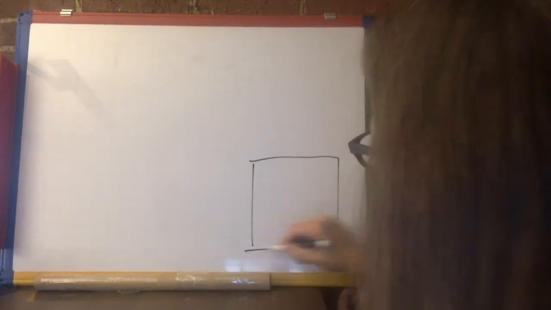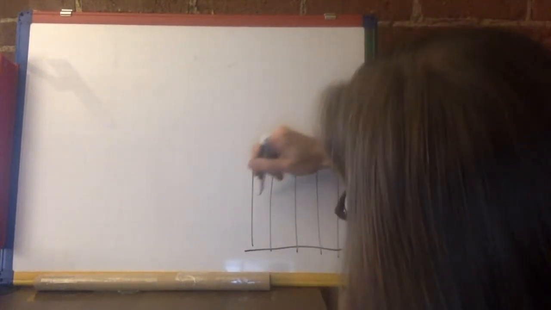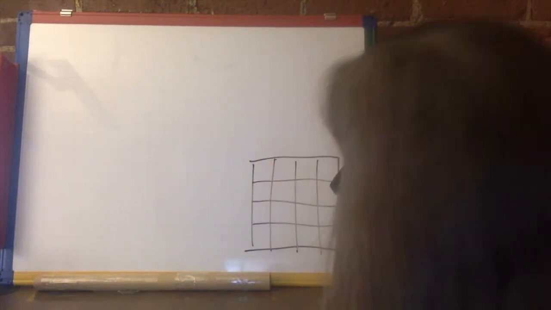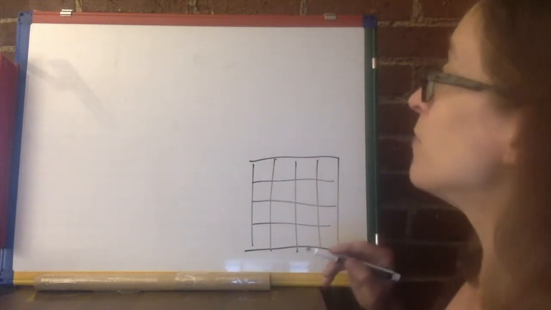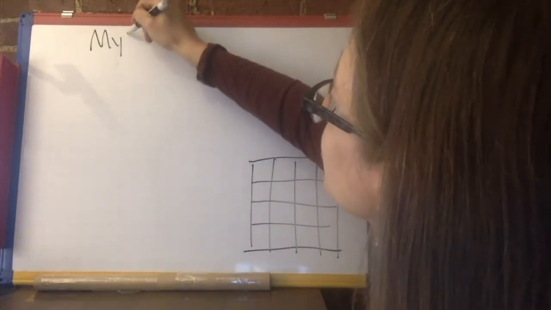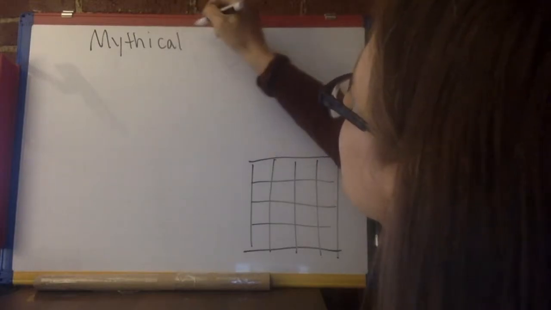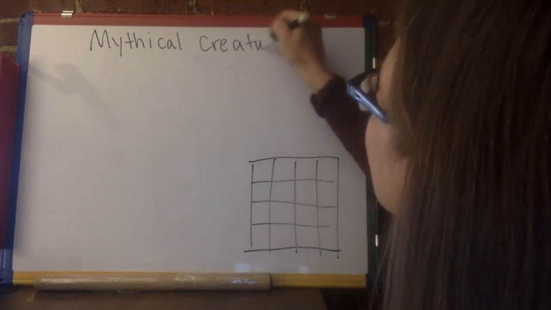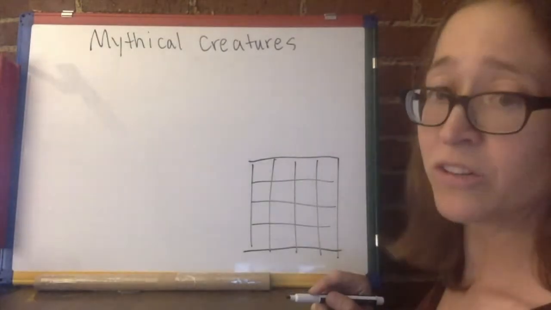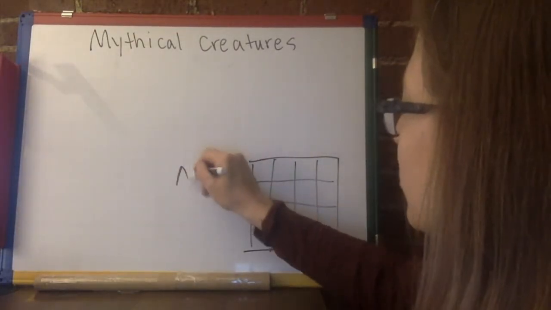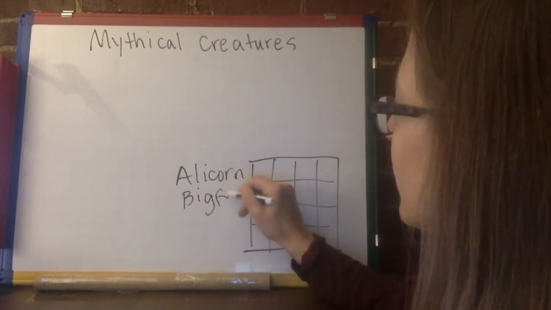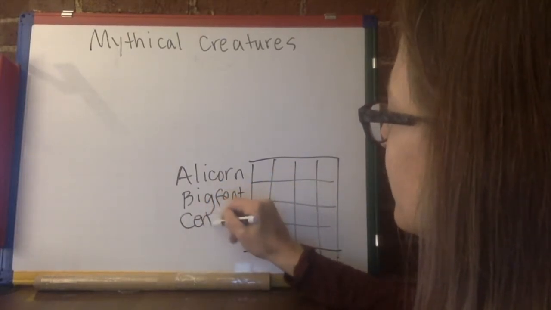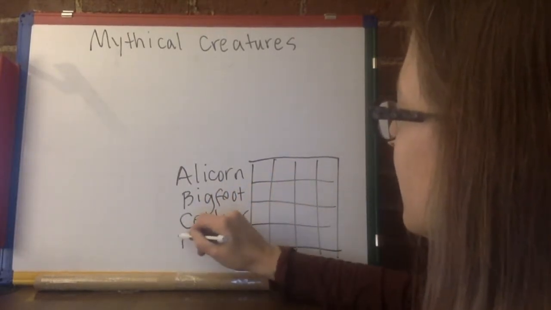First, draw the grid. That's just a box that's divided into 4 this way and 4 this way. Then you're going to need to pick words for the grid. I've decided that I'm going to make mine about mythical creatures. So I'll write that up here as a title. And those mythical creatures will be an alicorn, Bigfoot, a centaur, and a dragon.